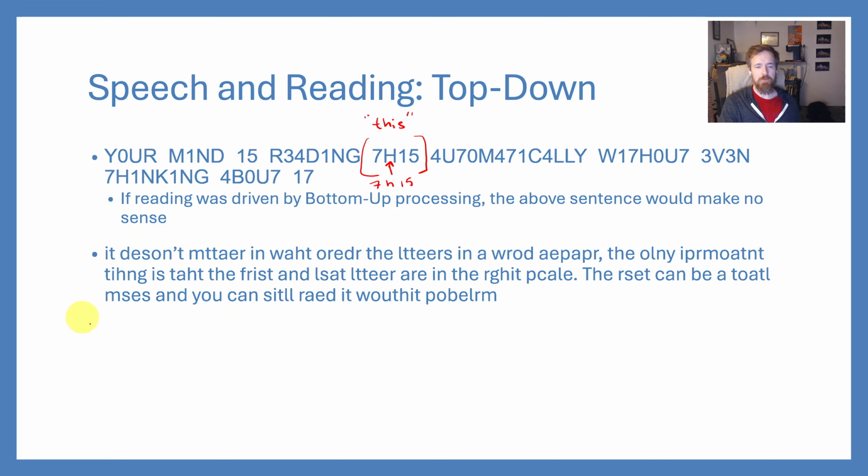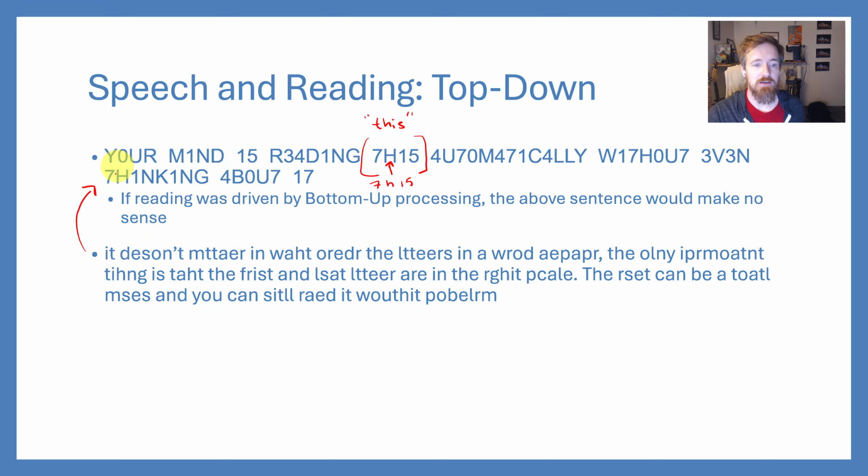Here's another example. So try to read this. It doesn't matter in what order these letters in a word appear. The only important thing is that the first and last letter are in the right place. The rest can be a total mess, and you can still read it without a problem. So this is an example, again, of top-down processing. And it's working basically the same way that this more complicated version is here.